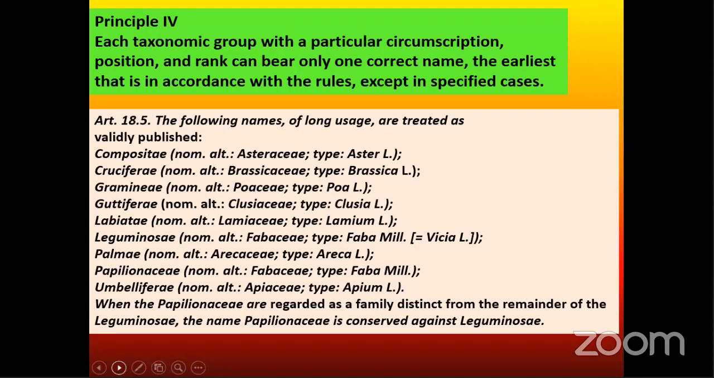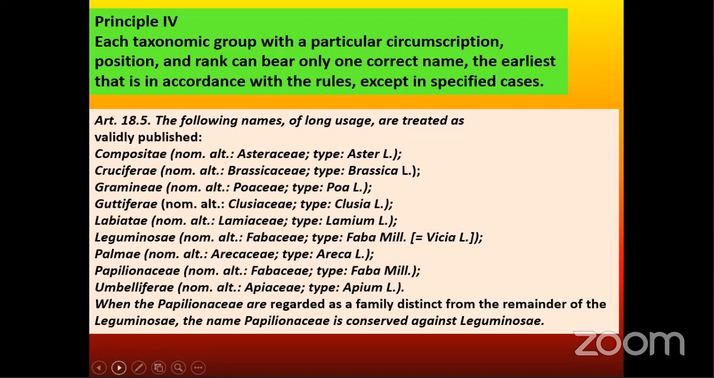That may be conserved. Similarly, Cruciferae, the nomen alternum, the changed name, is Brassicaceae. Brassica is the type genus of Brassicaceae. Gramineae, Poaceae: Poa is the type genus, and Poaceae is the right name. Guttiferae, Garcinia is the type genus, Clusiaceae. Similarly, Labiatae, Leguminosae, Palmae, Papilionaceae, Umbelliferae. So all these names should follow the rule. We have to change to the nomen alternum.